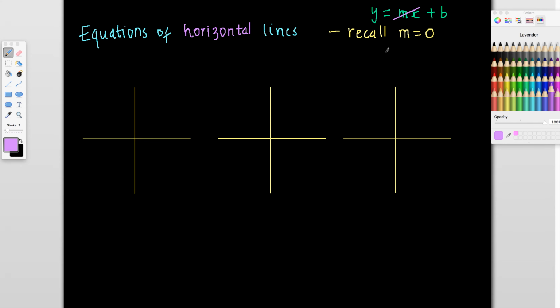It means that when we have horizontal lines, they're going to be in this form, y equals b. So y equals whatever the y-intercept is. I wanted to give you a few examples of that. Just say I had, I don't know, y equals -1. So I've got a horizontal line passing through that point.